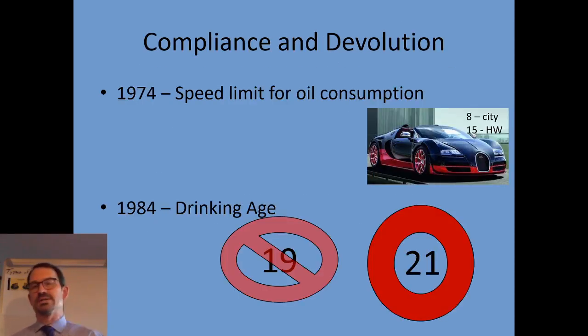Speed limit for oil consumption. States didn't care about that. Drinking age, states did care about that. All right, this is called the Minimum Drinking Age Act of 1984. And the big deal here is the national government wants to get credit for protecting the children. We're going to raise that drinking age to make sure the kids are safe.